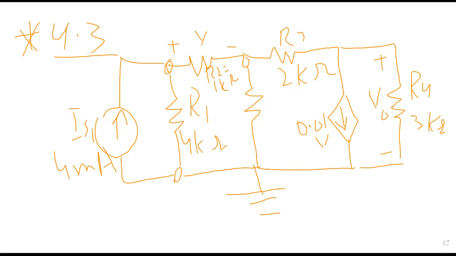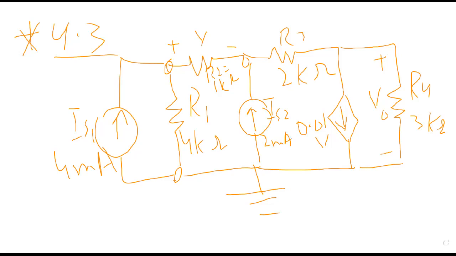And also here is a current source IS2. So IS2 equals 2 milliampere. Is this clear? Yes, sir.